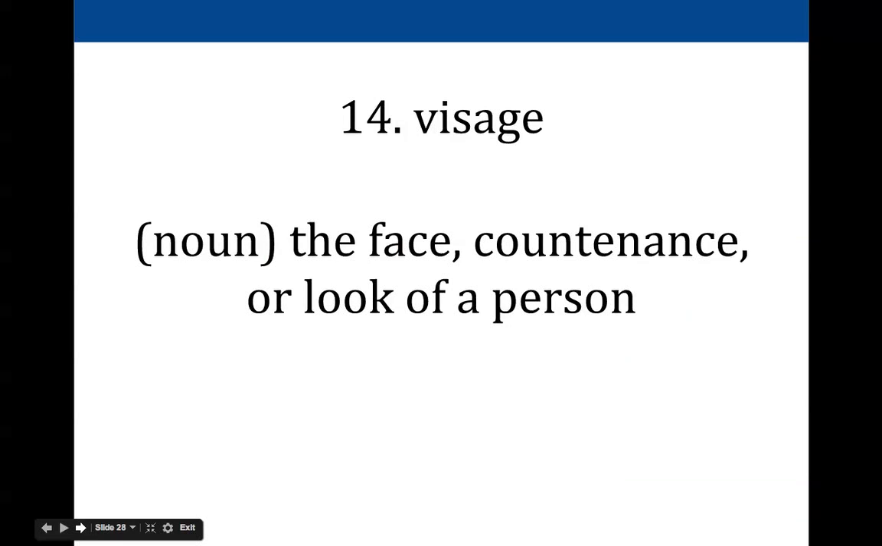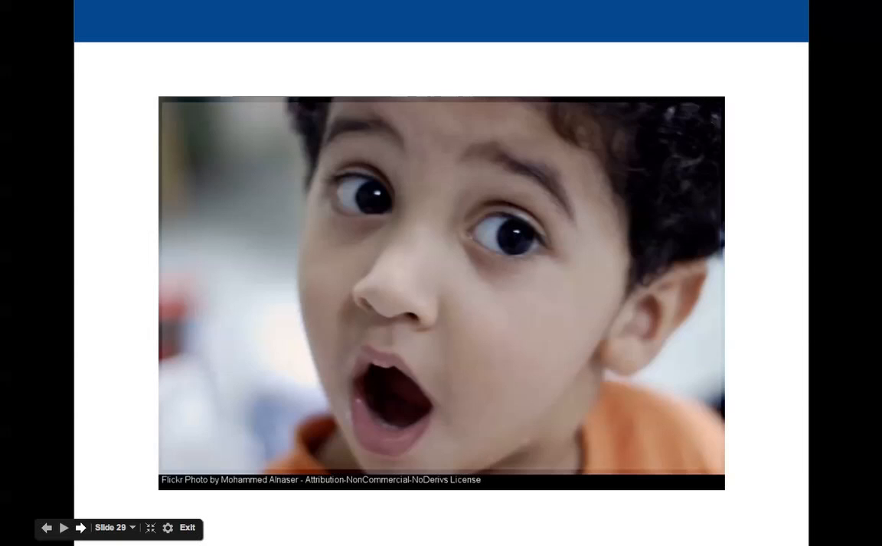Visage, I've heard this word said both ways, kind of tomato, tomato, refers to the face. And a lot of times in old literature, or literature written a long time ago, I know that Jane Austen novels always talk about a person's visage, their face, their countenance, the look of them. So just think of it as kind of synonymous with face. And here's a cute face that I thought might help you remember visage.